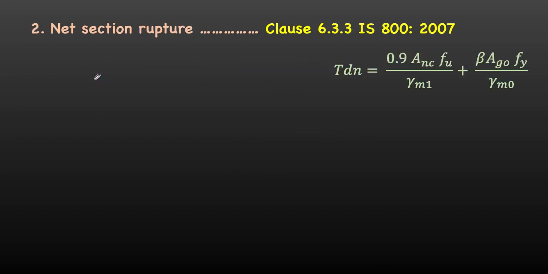The second required thing is net section rupture. What is net section rupture? Basically we want to find out the design strength due to net section rupture. Now what is this kind of failure? This we have already discussed, so straightaway I am going to calculate the value. Now this is what is given in clause 6.3.3 of IS 800:2007.